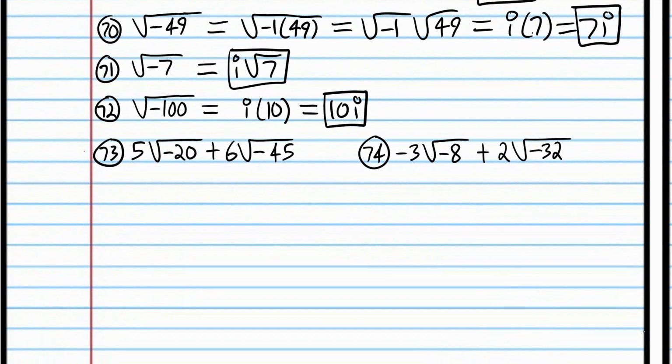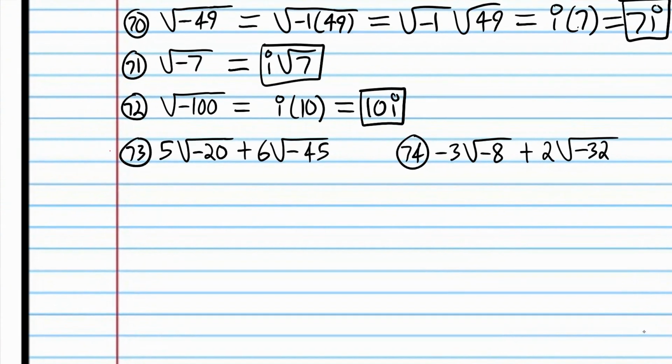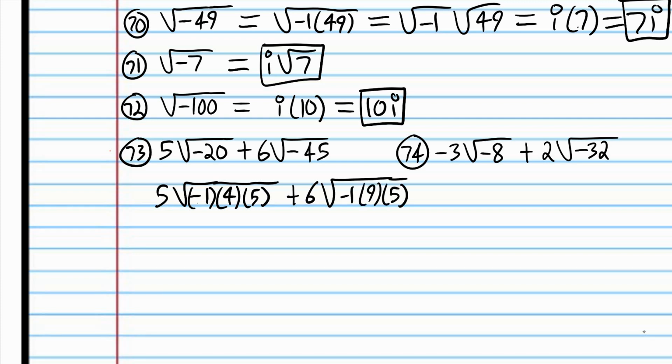Okay, just a few more problems here. So now we're adding and subtracting these expressions. So we want to factor. We're going to factor to -1 times 4 times 5. And then here we're going to factor to -1 times 9 times 5.